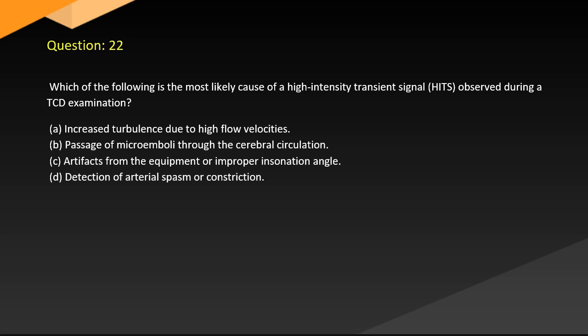Question 22. Which of the following is the most likely cause of a high-intensity transient signal (HITS) observed during a TCD examination? A. Increased turbulence due to high flow velocities. B. Passage of microemboli through the cerebral circulation. C. Artifacts from the equipment or improper insonation angle. D. Detection of arterial spasm or constriction.